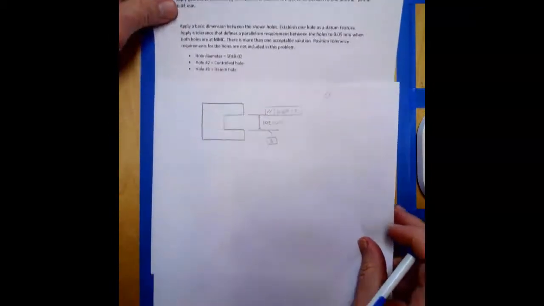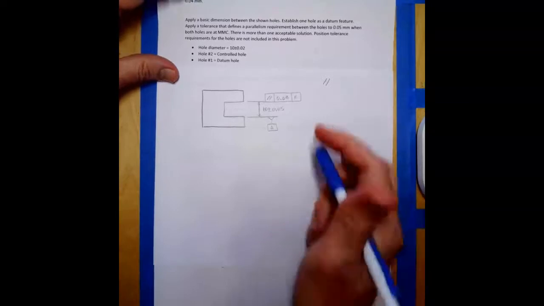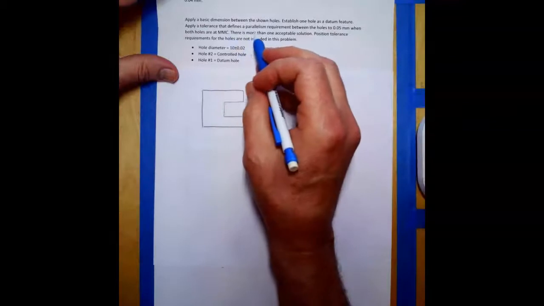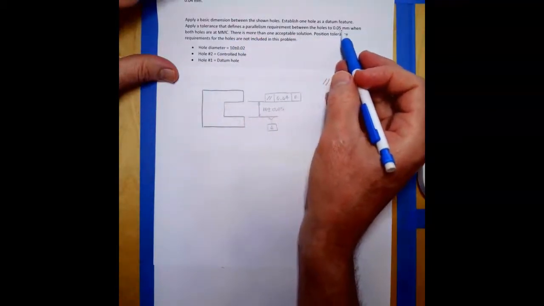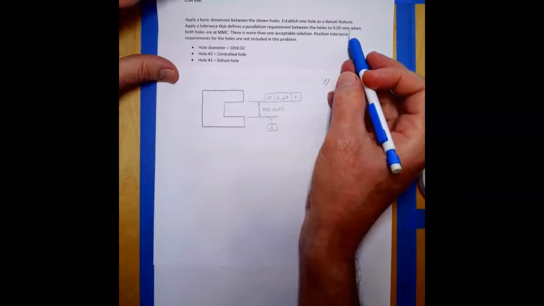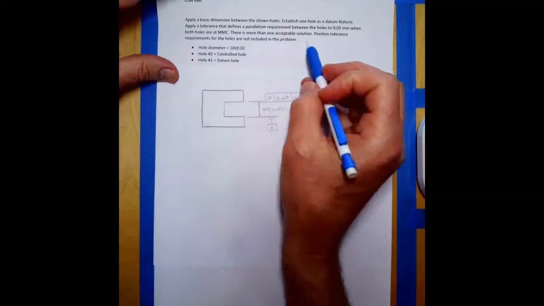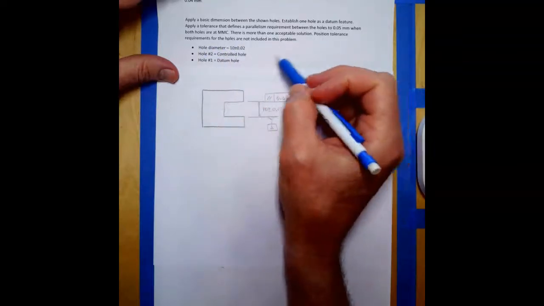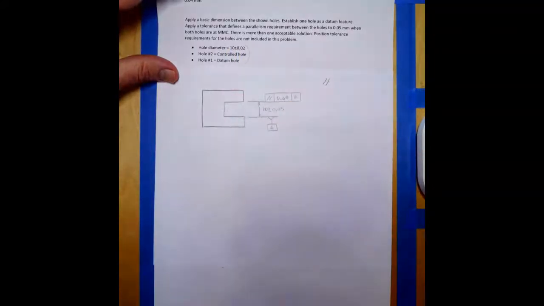The next one says to apply a basic dimension between the shown holes, and I haven't drawn it yet, so I will in a second. Establish one hole as a datum feature. Apply a tolerance that defines a parallelism requirement between the holes to 50 thou millimeters when both holes are at MMC. There is more than one acceptable solution. Okay, positional tolerance requirements for the holes are not included, right? We're not doing positional tolerance. And then you're given some information like this.